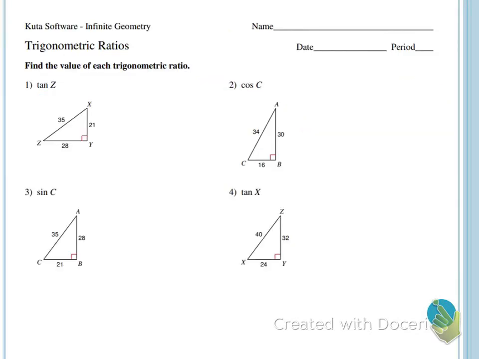So on this worksheet, number one, we'll start. We're going to find tangent from Z. So go ahead and mark that we're looking into the triangle from Z. So tangent, obviously we have SOHCAHTOA. Tangent is opposite over adjacent. So we're going to label all the sides. We're just going to do all of them.